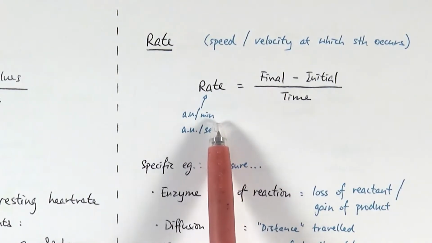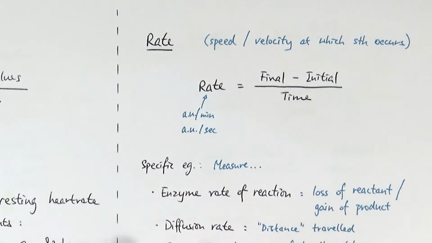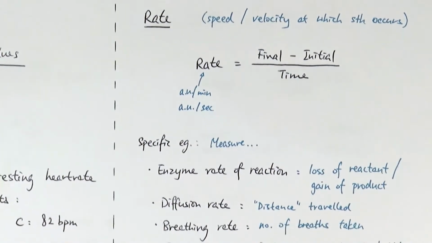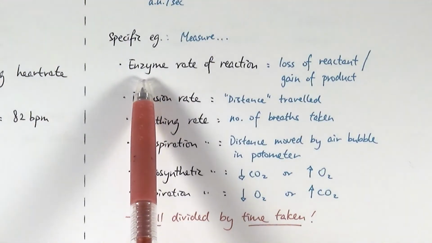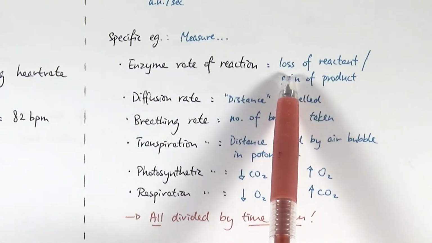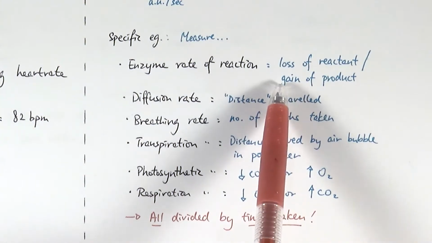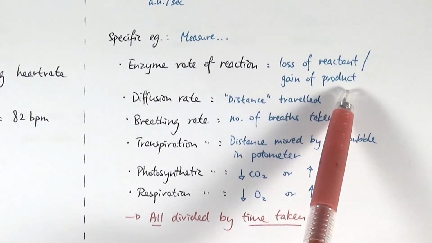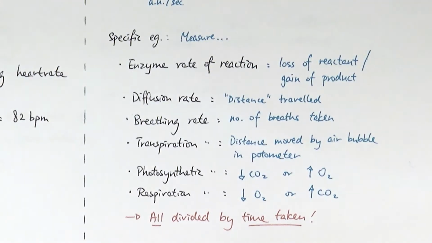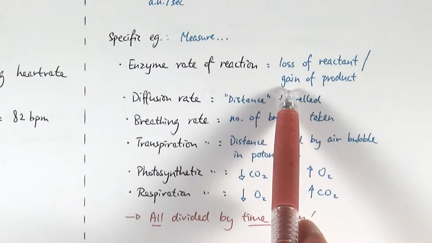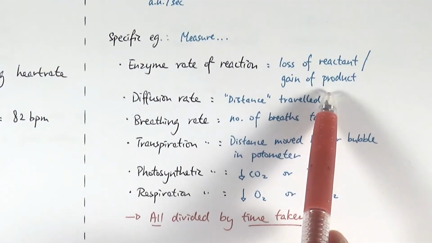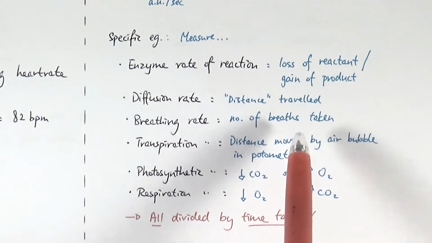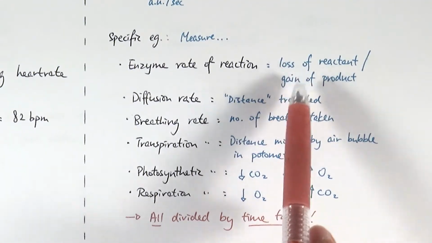Notice that rate, depending on if it's per minute or per second, can obviously have a slightly different unit. Here are some specific examples relating to some of the biology. For example, if you're measuring the enzymatic rate of reaction, then you can set an experiment to measure the loss of the reactant or the gain of the product. For example, investigating the action of catalase on breaking down hydrogen peroxide. An easy way to do that is to measure the gain of oxygen, which is produced by the breakdown of hydrogen peroxide. Depending on the actual reaction, you have to decide which one you're actually going to measure.